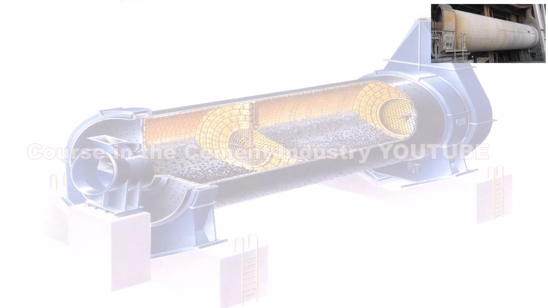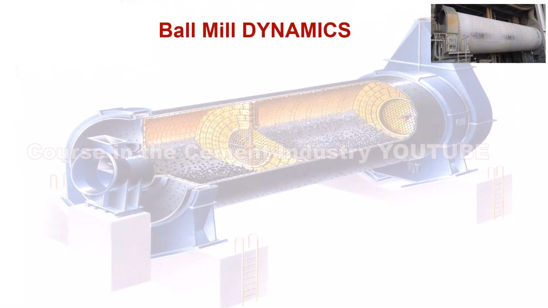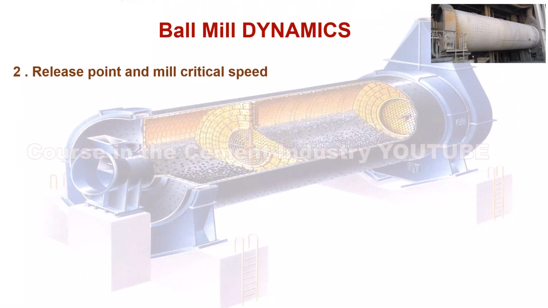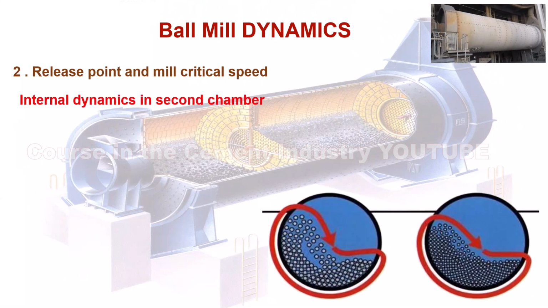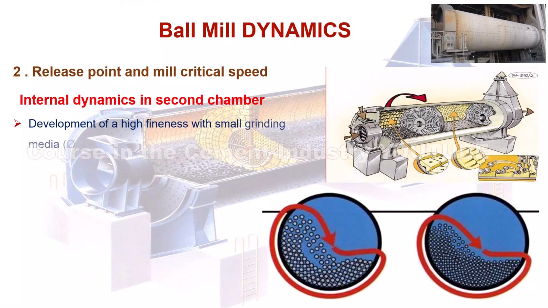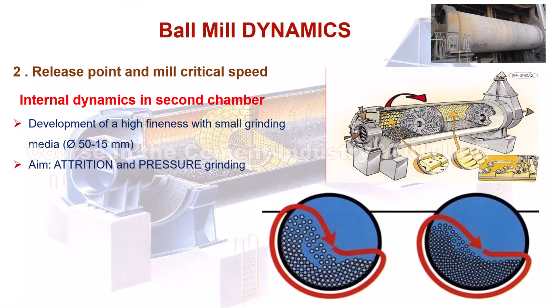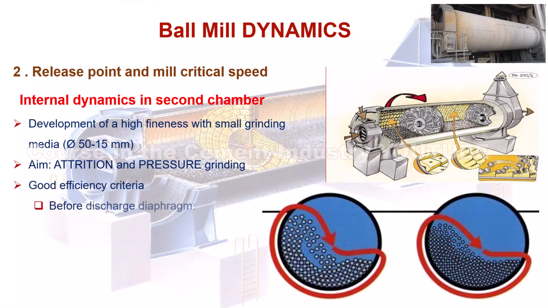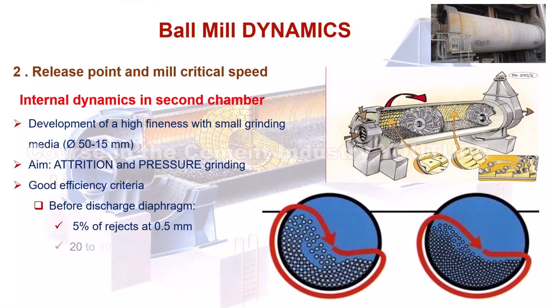We follow together. Ball mill dynamics. 2. Release point and mill critical speed. Internal dynamics in second chamber. 1. Development of a high fineness with small grinding media, diameter 50 to 15 mm. 2. Aim, attrition and pressure grinding. 3. Good efficiency criteria before discharge diaphragm: 1. 5% of rejects at 0.5 mm. 2. 20 to 30% of rejects at 0.2 mm.